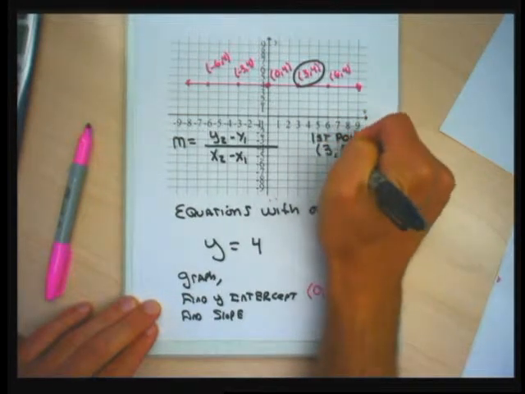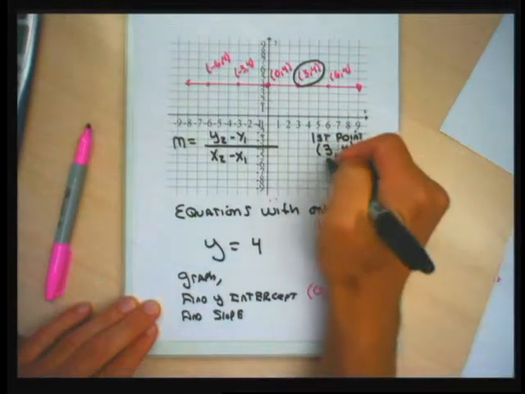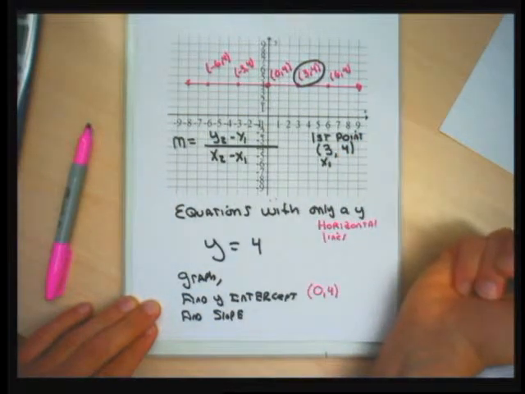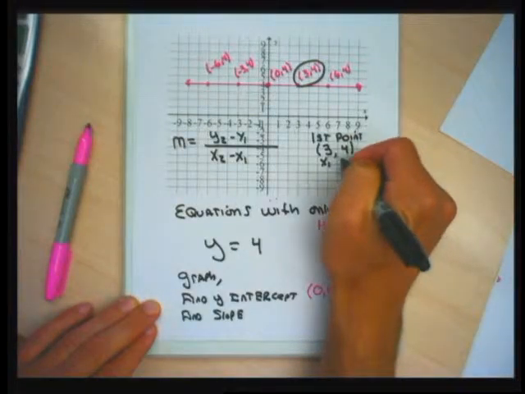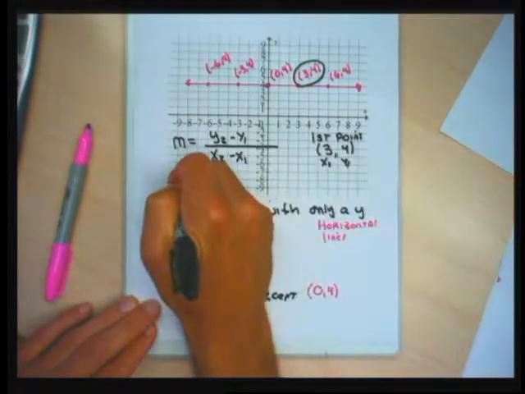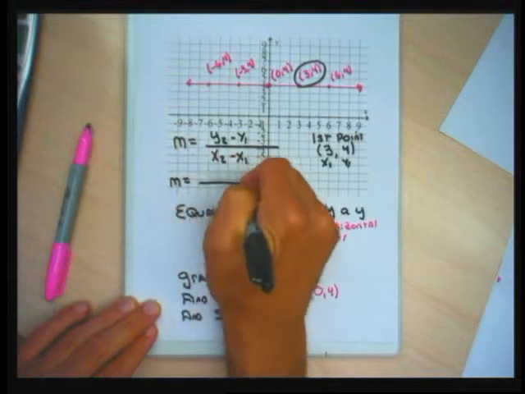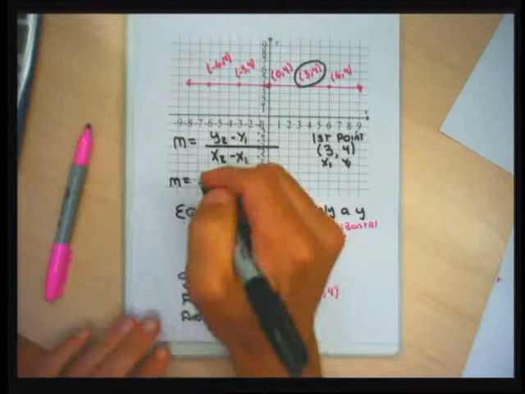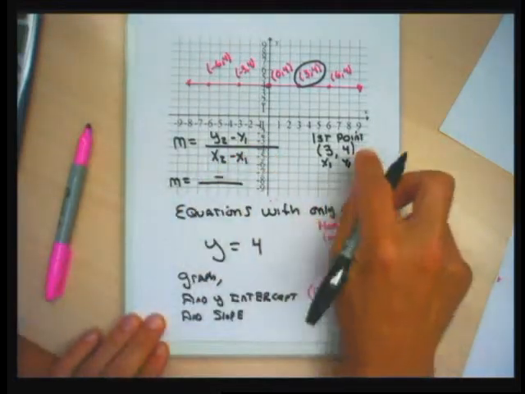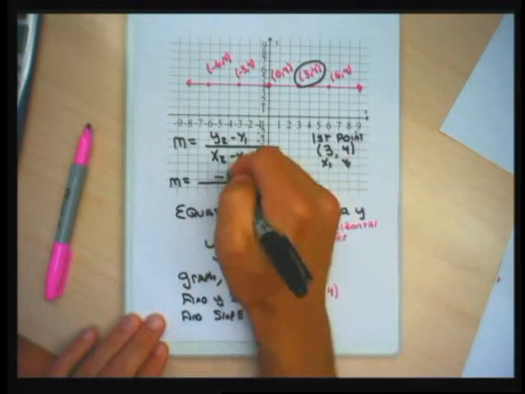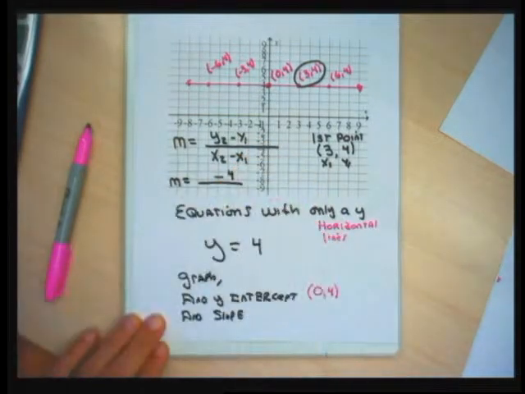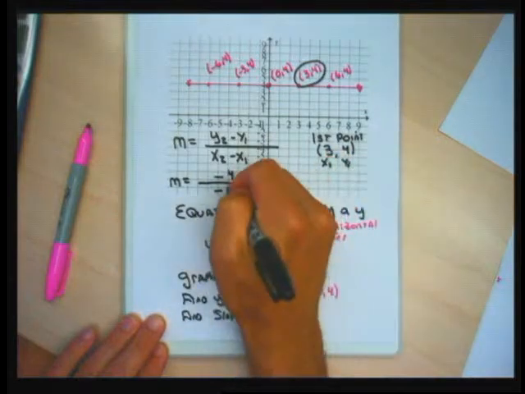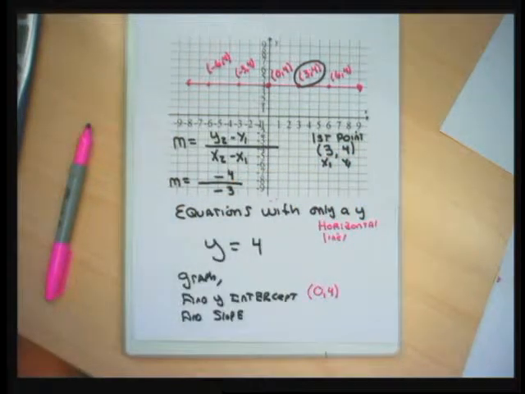So that means in my formula, the x1 is going to be a 3. It's the x coordinate of the first point. The y1 is going to be a 4. So when I go to find the slope using the equation, slope is y2 minus y1 over x2 minus x1. After the minus sign in the numerator, the y coordinate of the first point I pick is going to be put. And in the denominator, after the minus sign, the x coordinate of the first point that I pick is going to go.